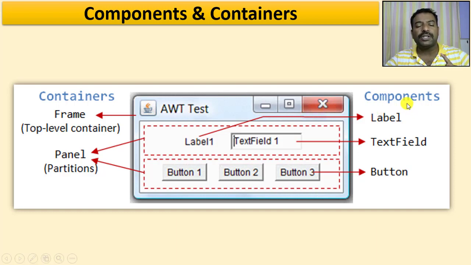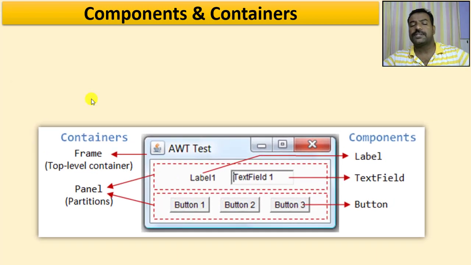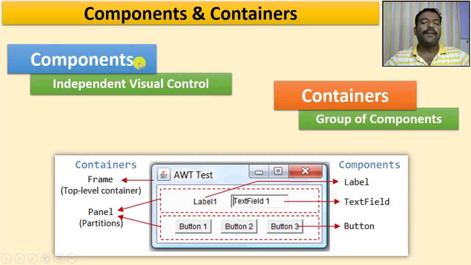One is the component and the other is the container. And a container is also a component. It's a special type of component. That is what you need to understand by this. Hence, we are going to have these 2 types or 2 classes when we talk about graphical user interface. The component, which is an independent visual control.